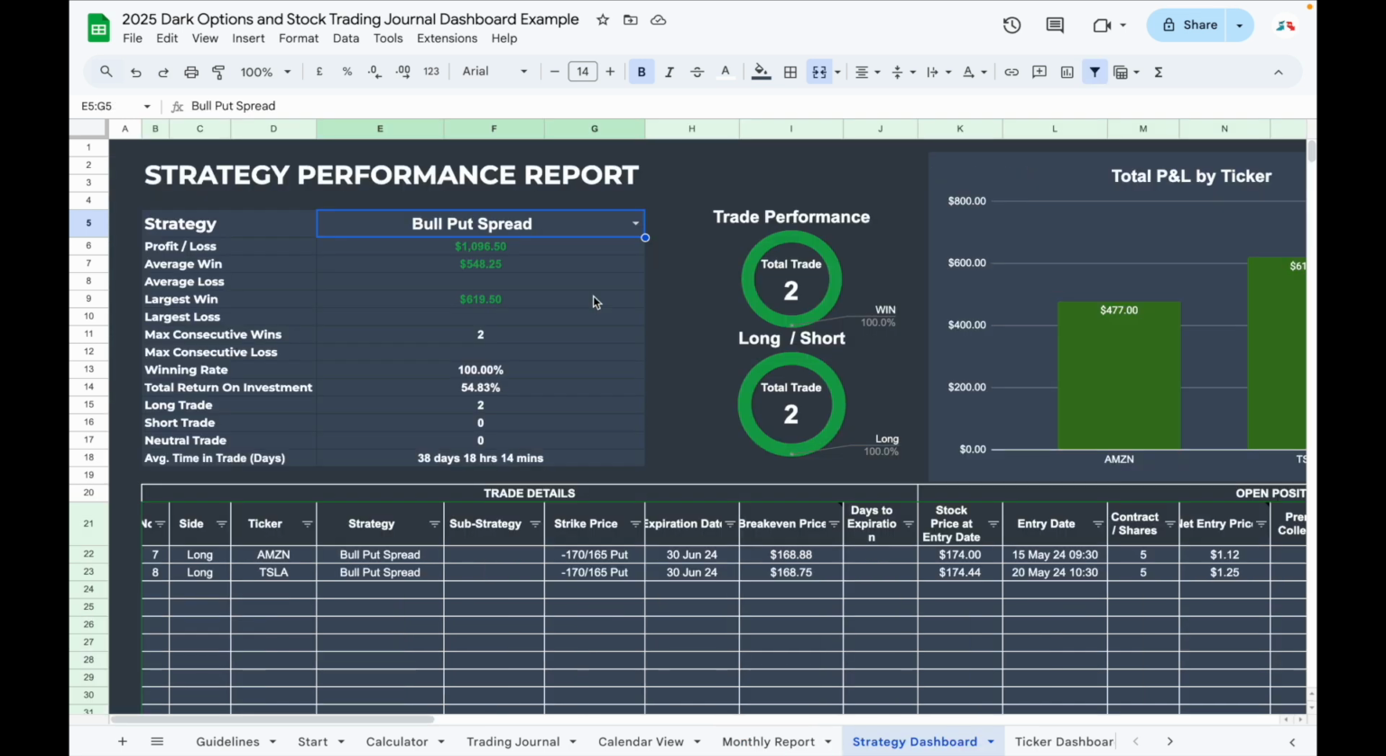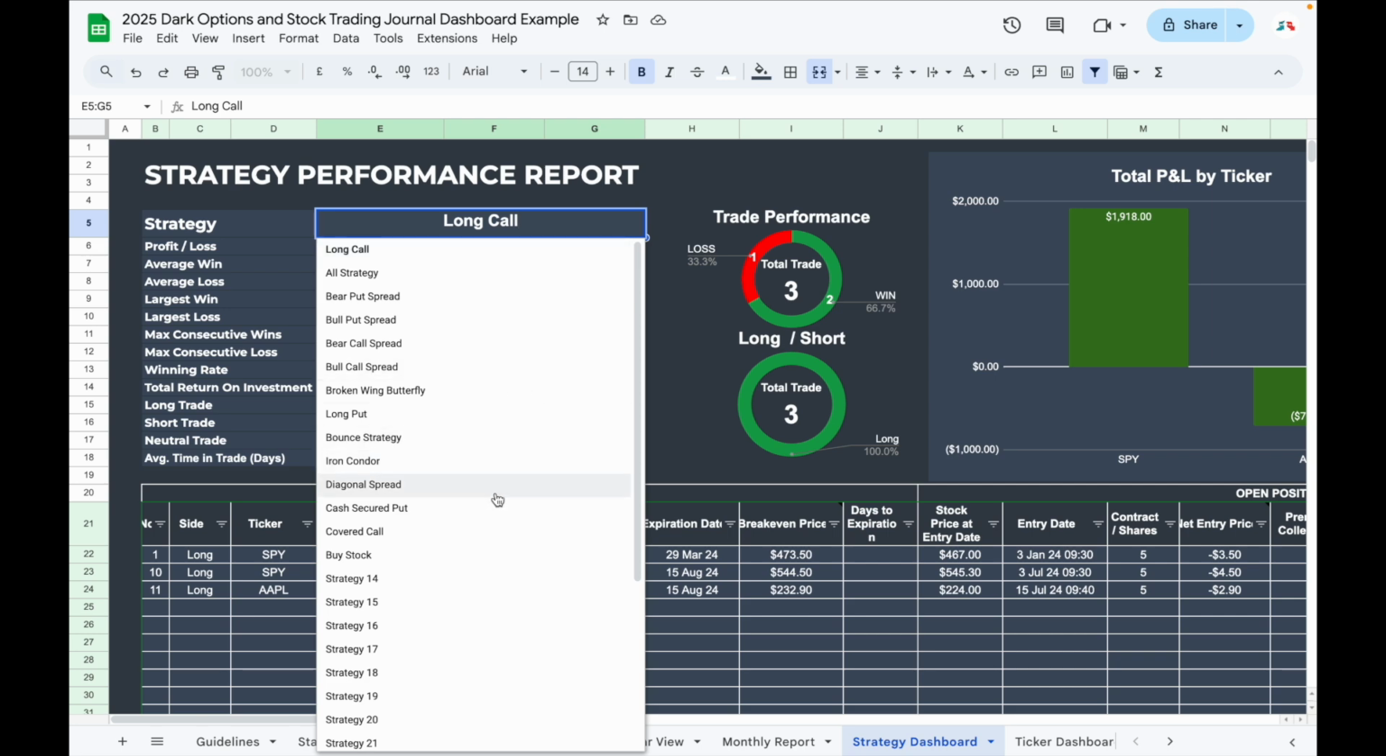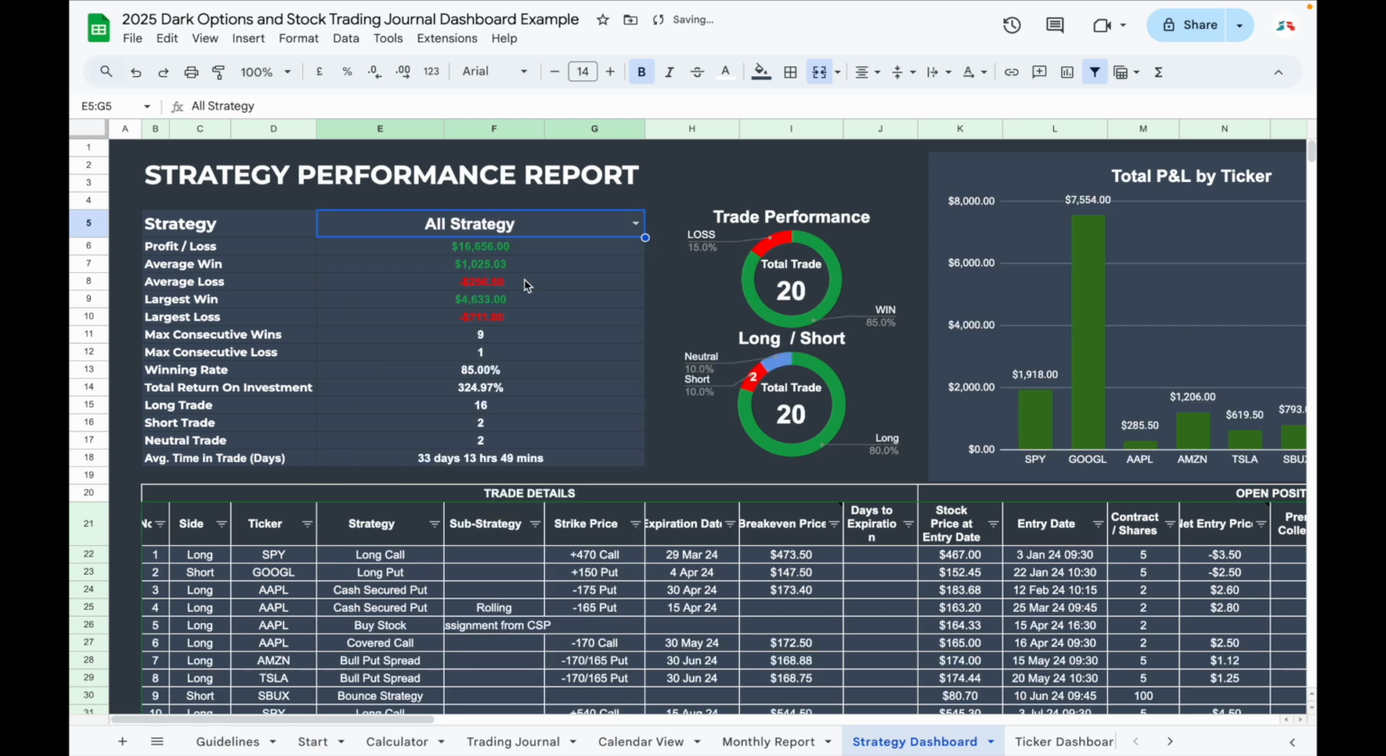Next, the strategy dashboard allows you to analyze the performance of each strategy. From the drop-down menu above, select the strategy that you want to analyze, and it will show the statistics of the selected strategy. If you want to view the statistics of all strategies, select All Strategy from the drop-down menu, and it will list out all the trades that you have taken.